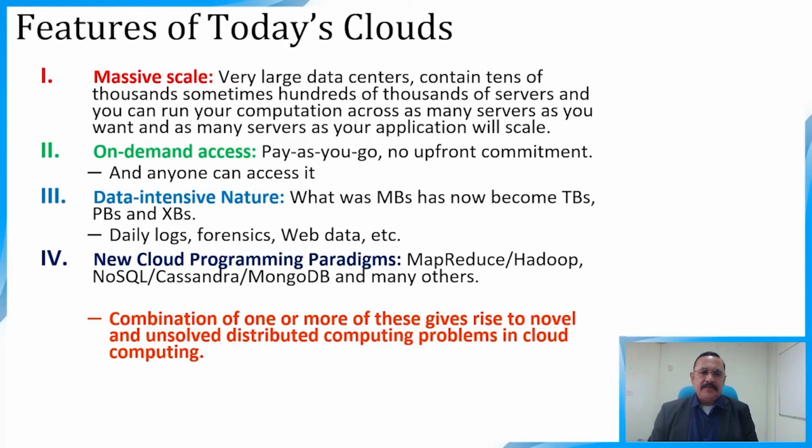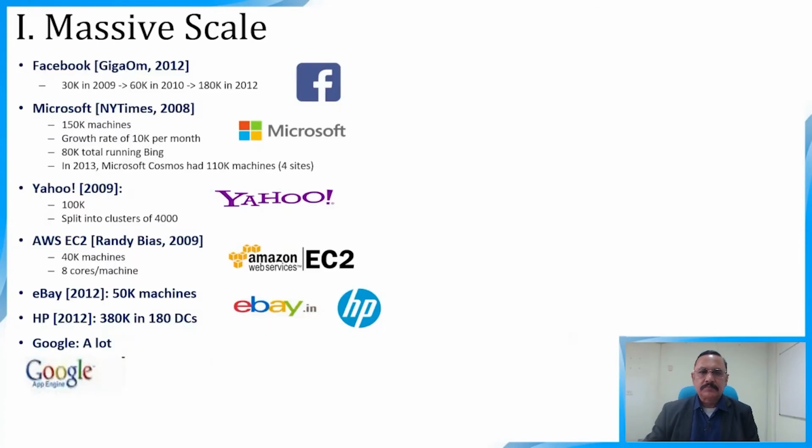Fourth important feature is that new cloud programming paradigm, that is MapReduce, Hadoop, NoSQL, Cassandra, MongoDB, and many others. So, a combination of one or more of these gives rise to novel and unsolved distributed computing problems. Now, let us understand about the massive scale from the cloud provider's perspective. So, you can understand Facebook in 2012 has 180K servers.